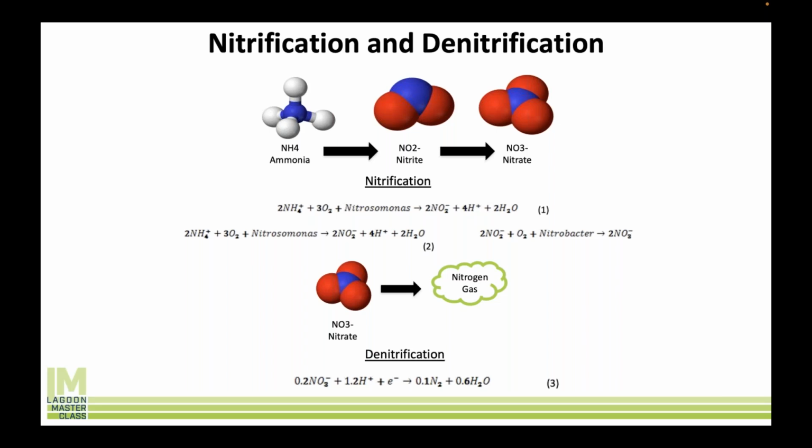Then what you need to do is what's called denitrification. That's where you take the nitrate and convert it into nitrogen gas. That's where you get the TN removal, the total nitrogen removal. The tricky part of this is that because most of your nitrogen coming into your plant comes in the ammonia form, you have to nitrify first.